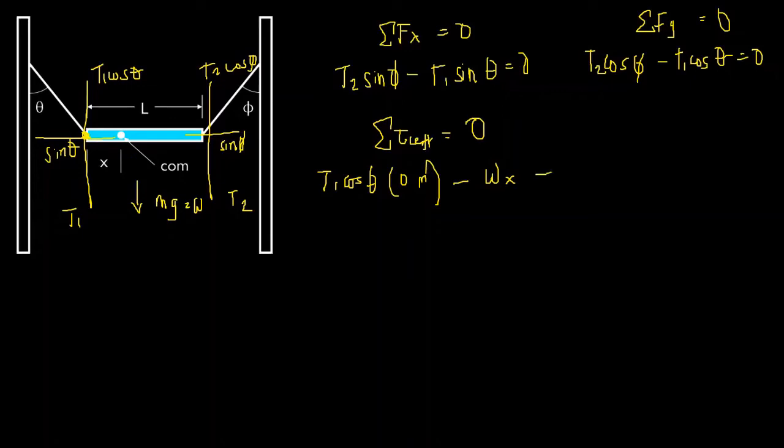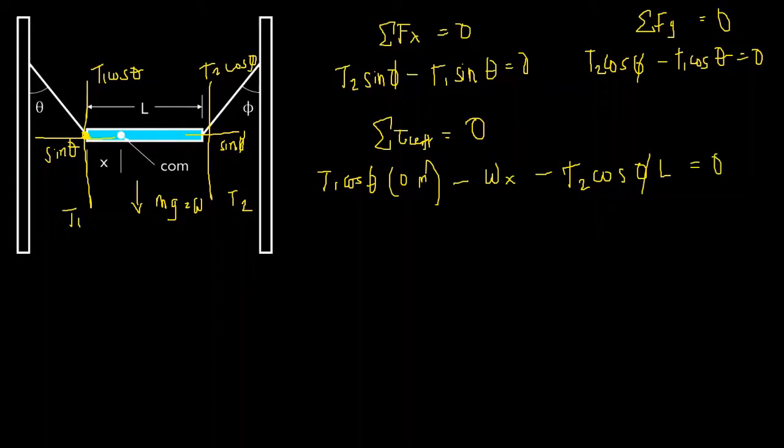Minus T2 cosine phi times L. So yan. So, tinake into account din natin yung tension naman sa kabilang side. And ang tinake into account din natin dito is yung length noong buong bar, which is 6.1 meters. So yan. So yung L na yan. So from our pivot on the left edge up to the other end of the bar. So that is your L. So yan. So we equate this expression to 0 since it is in equilibrium.